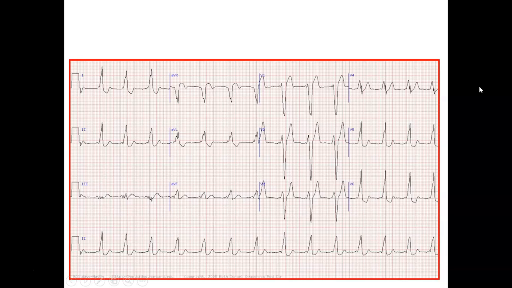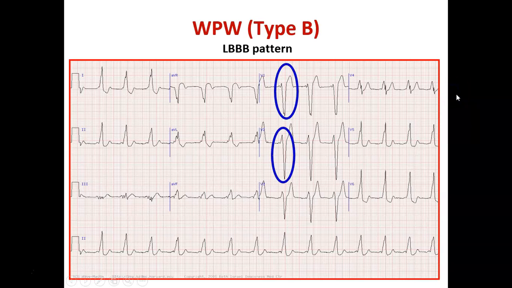Look at this ECG. Look at V1 and V2. At first look, it looks like a left bundle branch block. But if you look carefully, you may find the small P wave here and a very short PR interval, and there is slurring of the R wave. So this is again WPW syndrome, but type B.